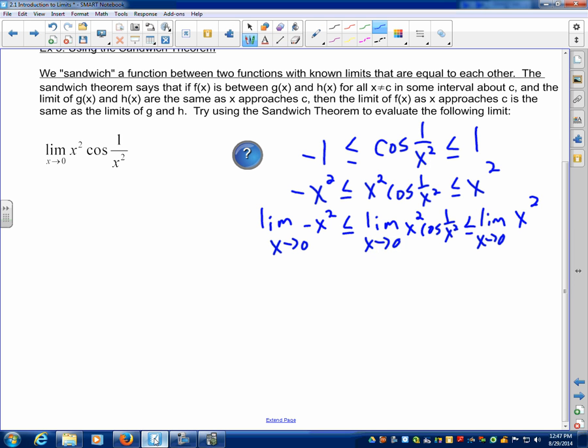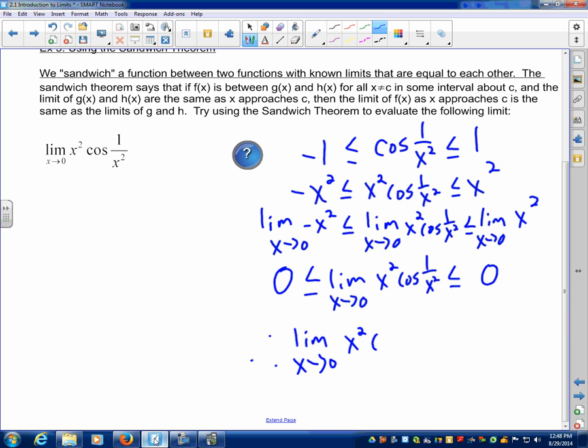So what's the limit as x approaches 0 of negative x squared? 0. And what's the limit as x approaches 0 of x squared? 0. But that statement right there, what does that tell you? The limit as x approaches 0 is 0. Yeah, that's what the sandwich theorem says. You know what these three dots mean? Therefore, that's a therefore.